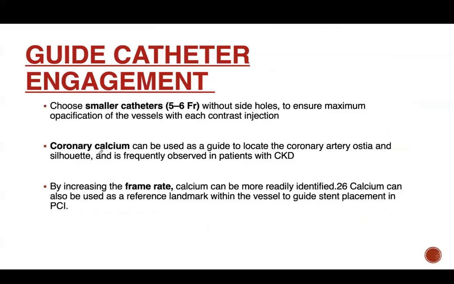First is guide catheter engagement. Whenever we engage the guide catheter during a percutaneous coronary intervention, try to use smaller catheters, that is 5 to 6 French without side holes. And coronary calcium: calcium in the coronary arteries can be visualized under fluoroscopy, and this can be used to locate the coronary artery ostium and for guide engagement. Also, by increasing the frame rate, you can identify calcium more readily.